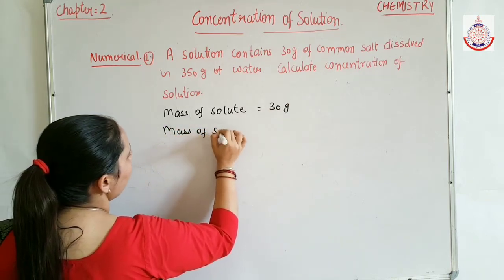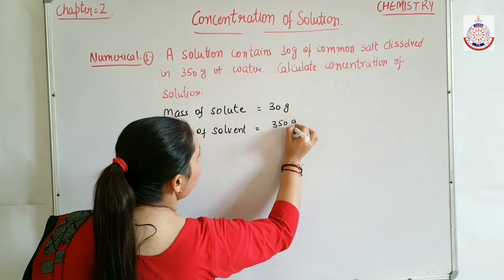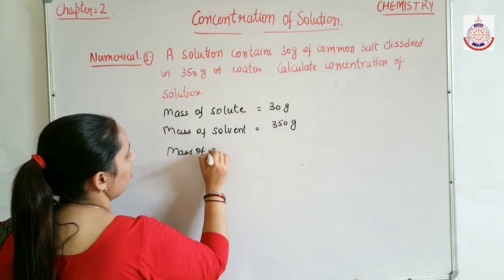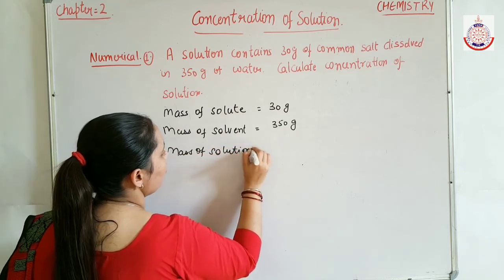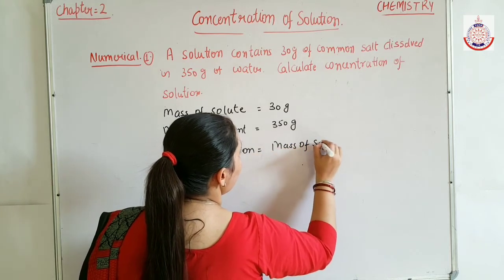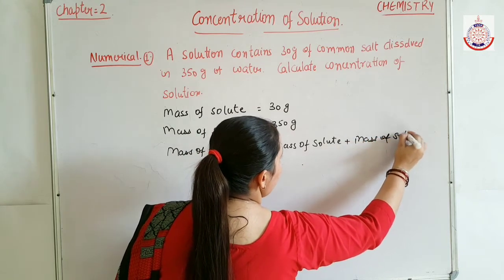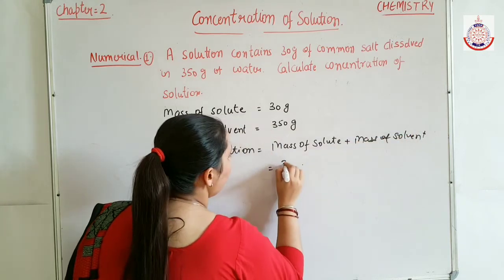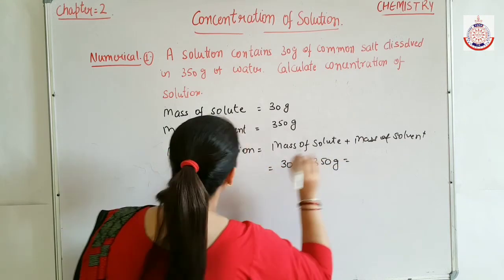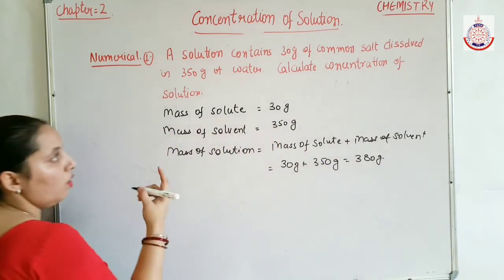In what amount of solvent is it given? That is 350 gram. So you know the formula for the mass of solution. What is the mass of solution? Mass of the solution means mass of solute plus mass of solvent. Mass of solute is given to you, that is 30 gram, and the mass of solvent is 350 gram. So the mass of the solution will be 380 gram.